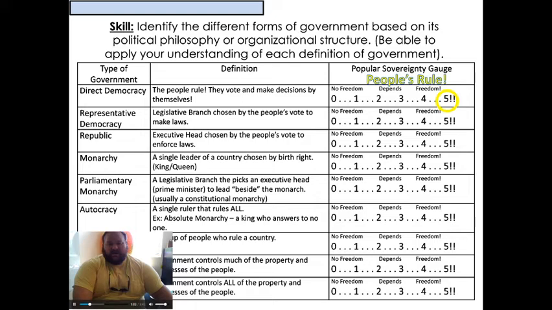Now you're going to go through and you're going to try to determine where the popular sovereignty gauge will be for the remaining governments. We'll go through them together after you've begun. All right, so watch that timer, get after it.